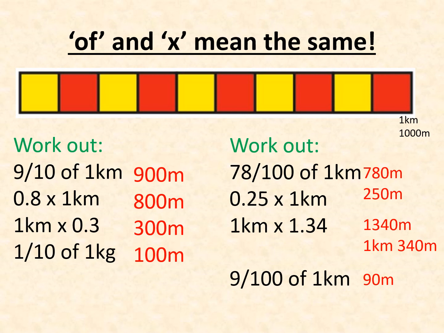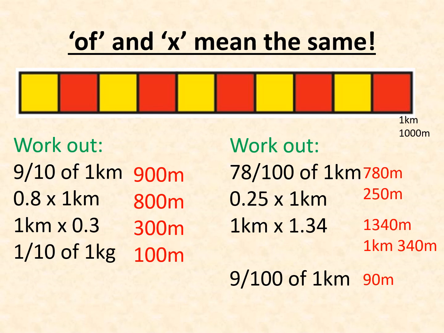Right, here are the answers to these ones. I've disappeared so that you can see them all. So 78 hundredths of 1 kilometre. So 7 out of 10, 7/10 would be here. That's 7/10. 8/10 would be here, and it's going to be in the middle. It's going to be around there. So if 7/10 is 700, 78 hundredths would be 780. I hope you got that one.